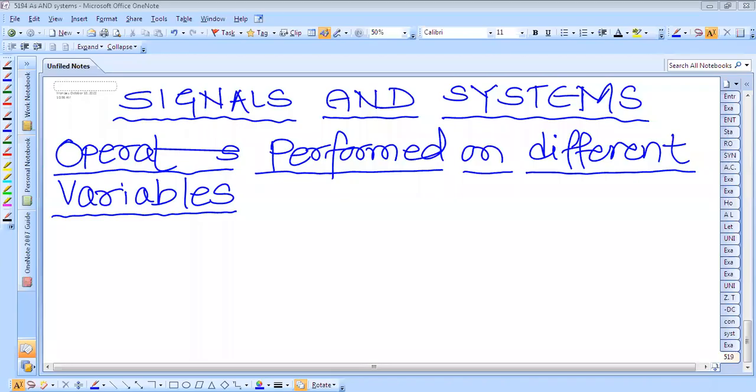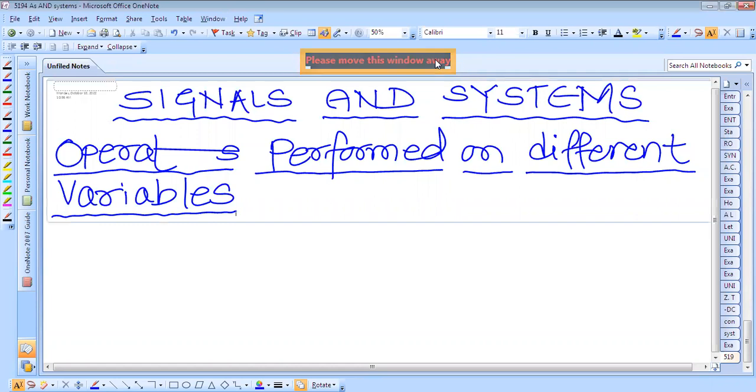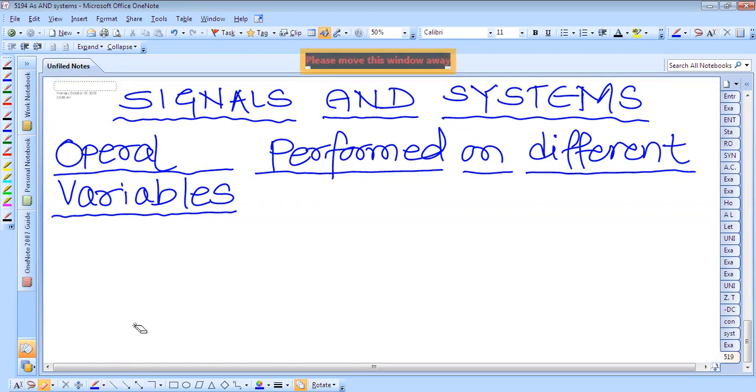Good morning. Today we will discuss the operations performed on different variables, signals and system. Operations performed on different variables. So first we will discuss the amplitude scaling.